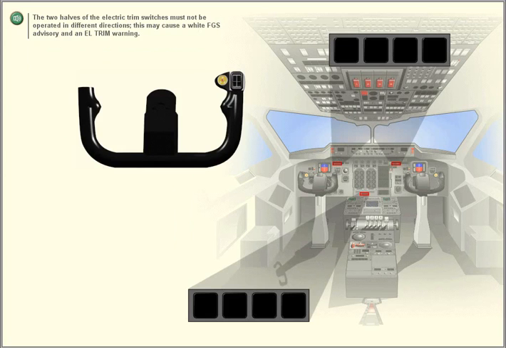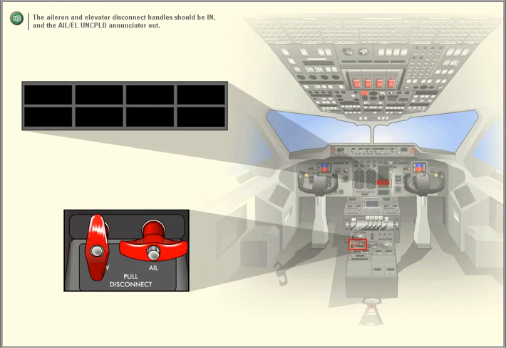The two halves of the electric trim switches must not be operated in different directions. This may cause a white flight guidance system advisory and an elevator trim warning. The aileron and elevator disconnect handles should be in, and the aileron elevator uncoupled annunciator out.